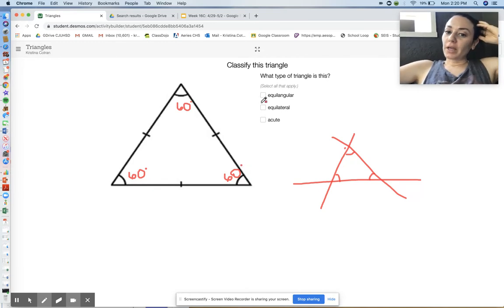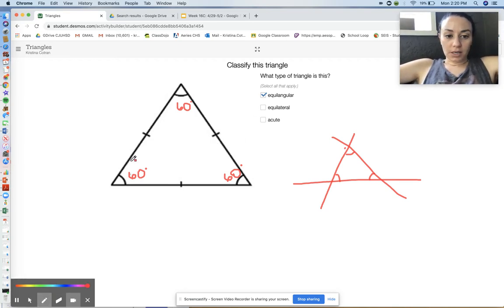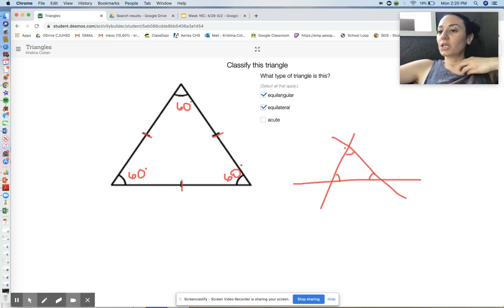So is it equiangular, are the angles equal? Yes. Is it equilateral? You see these little marks that say this side is the same length as this side and this side. Yes, it's equilateral. Now, is a 60-degree angle less than 90? Yes. So is this an acute triangle too? Are all the angles acute in it? Yes, all three are.